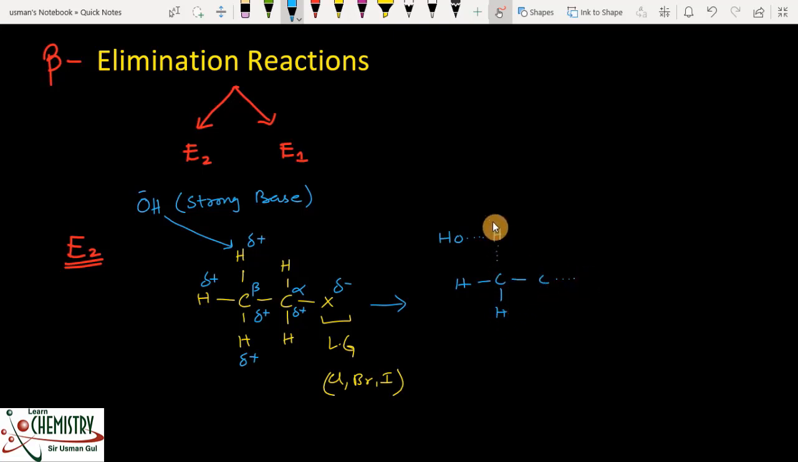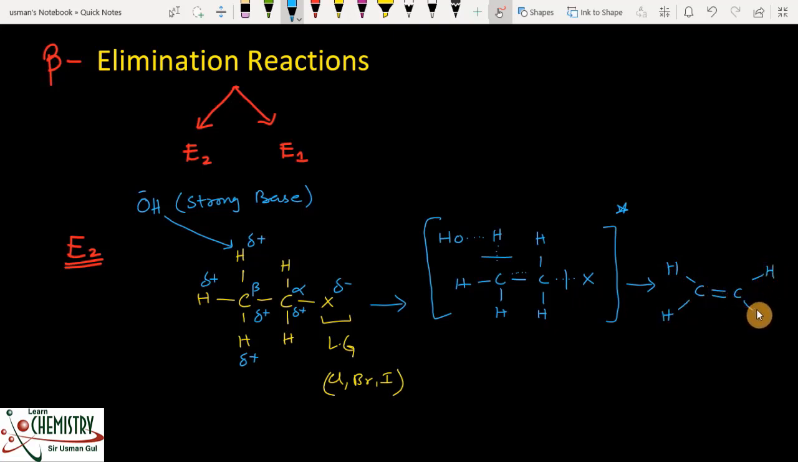Here, because the hydrogen is removed, the leaving group also starts thinking about leaving the alkyl halide. So this kind of state will occur. Remember that when both bonds break, this one and that one, another bond has to develop between the carbons to make it an alkene. This kind of state is termed the transition state. Now we get our elimination product, which will be an alkene, along with H2O as well as the halide ion.